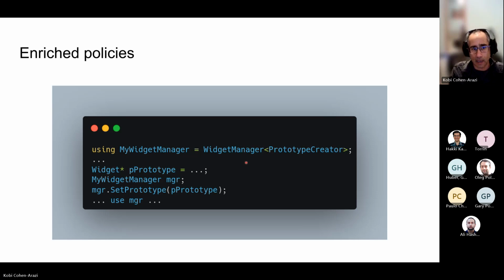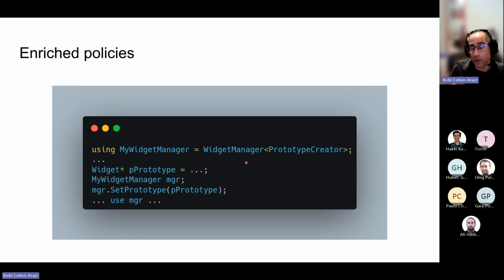Now, the idea behind this is pretty simple. When I'm using a specific policy, so I'm writing the code and I know that this line is instantiating a specific host class with a specific policy or policies, I'm aware of the specific and it's not a generic code that I'm writing. I'm a user of this code. I know what I'm using because a line before I said, okay, I'm using the prototype creator. So since I know that I'm using the prototype creator, I'm allowed to use the set prototype and get prototype, which are kind of enriched API.